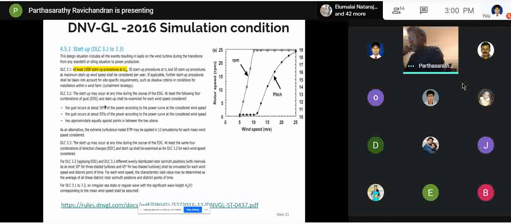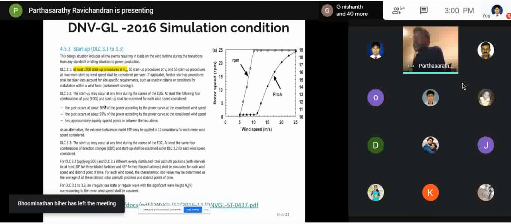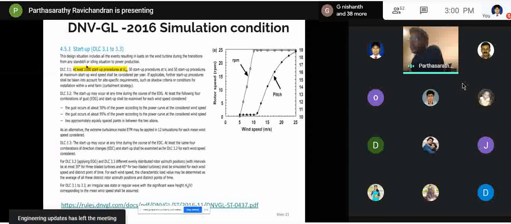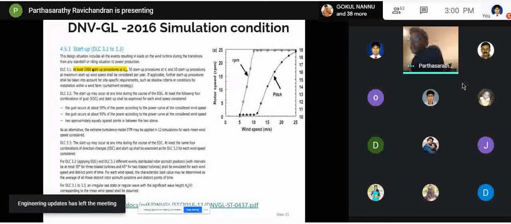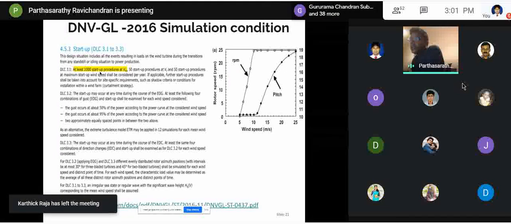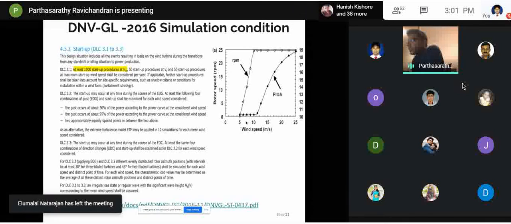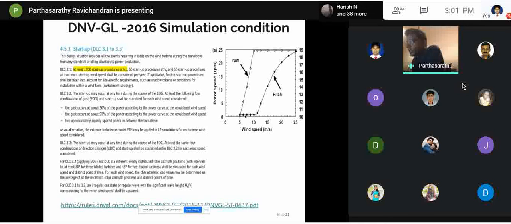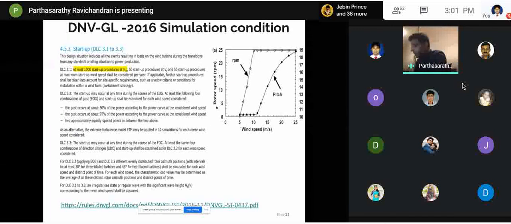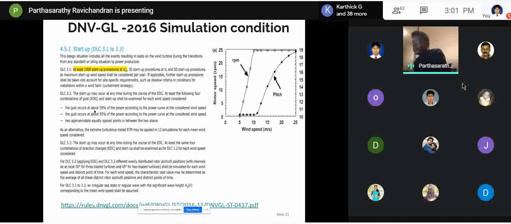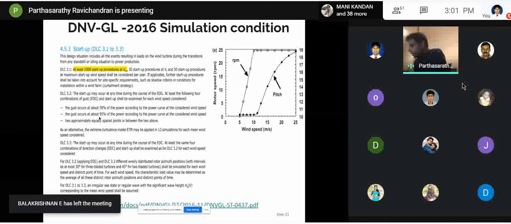As I mentioned, to avoid resonance frequencies, here is a snapshot from a guideline which says that in a year, a turbine design has to consider 1,000 startup procedures. It means that it would start at 3 meters per second at least 1,000 times, and it would have crossed those natural frequencies that many times. So that's the reason this is given importance. There are other cases, for example, when there is a gust in the wind or increase in turbulence in the wind, that would also affect the frequency of the tower.